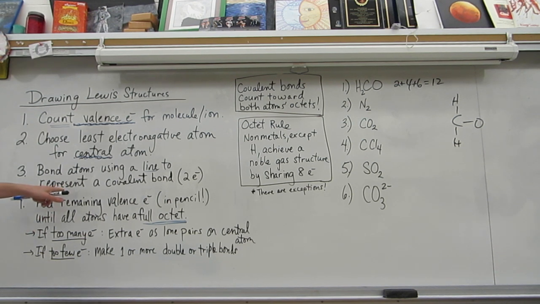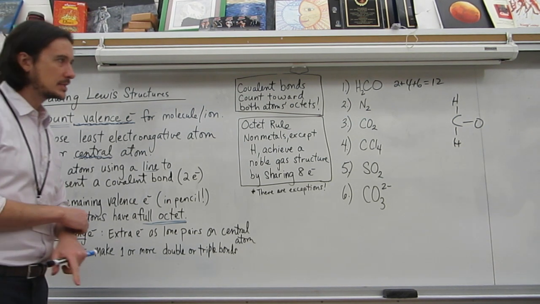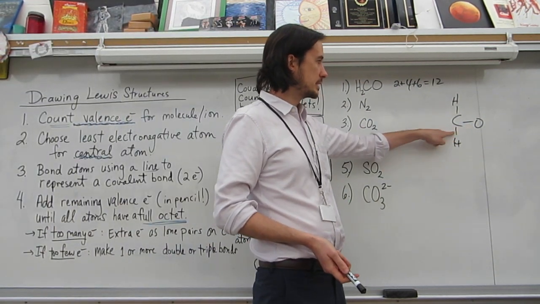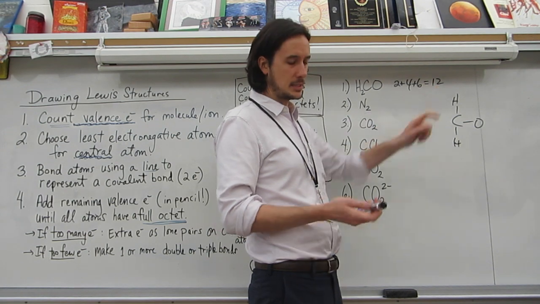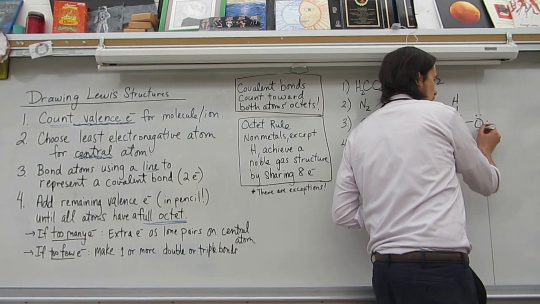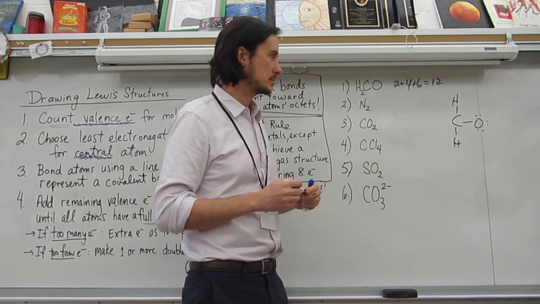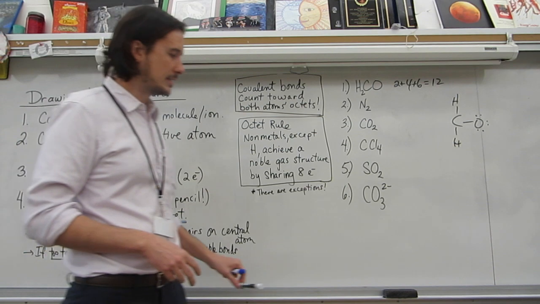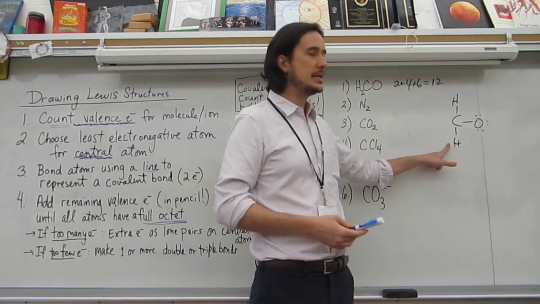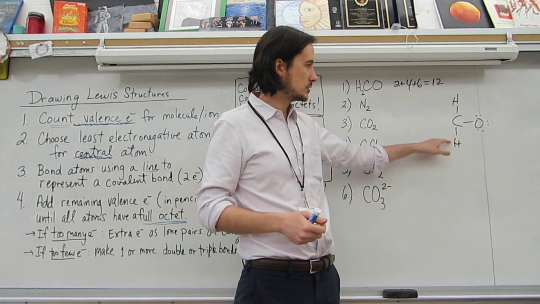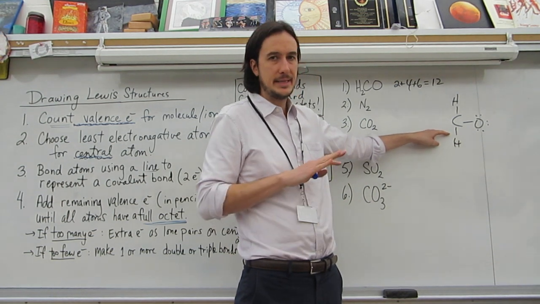And we did that. Add remaining valence electrons until all atoms have a full octet. So we've used 2, 4, 6 electrons. We have 6 electrons left. I'm going to add them to the oxygen first. 2, 4, 6. I've added 6. Until everything has a full octet. So hydrogen doesn't need a full octet. Hydrogen only needs a duet, right? 2 electrons. So once hydrogen has a bond, it's done.